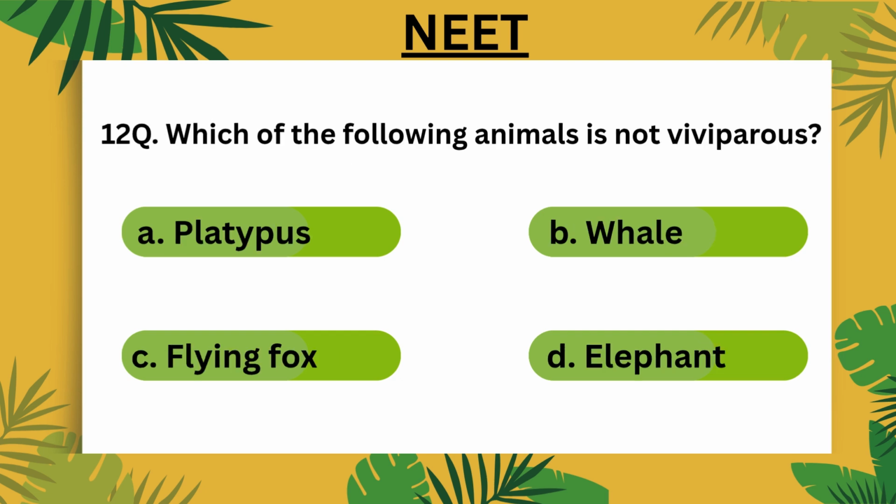Twelfth question. Which of the following animals is not viviparous? A. Platypus. B. Whale. C. Flying fox. D. Elephant.